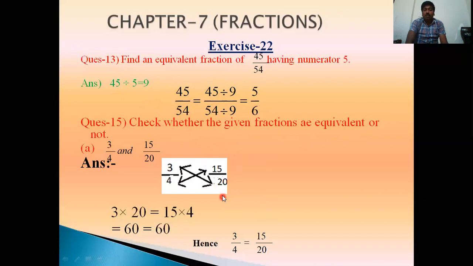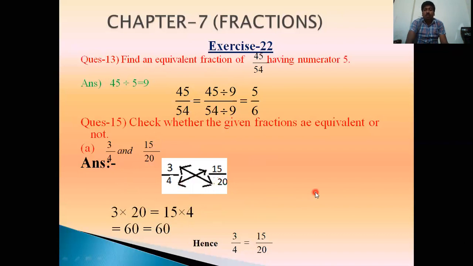3 by 4 and 15 by 20. We use the cross multiplication method. When we multiply the numerator of the first fraction to the denominator of the second fraction, and after that multiply the denominator of the first fraction to the numerator of the second fraction, we get 3 into 20 is equal to 60, and 15 into 4 is equal to 60. Both the cross multiplication products are the same. So 3 by 4 and 15 by 20 are equal to each other.